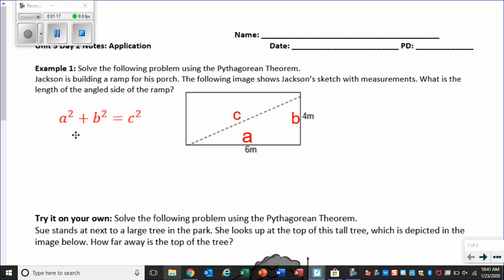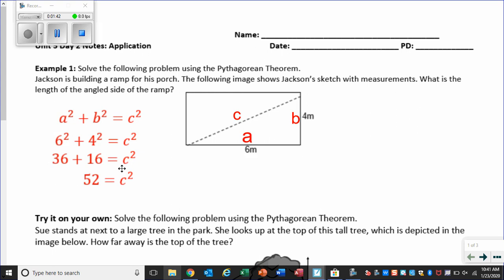So I'm going to first plug in what I know, the A and B. So now I have 6 squared plus 4 squared equals C squared. I'm going to simplify the squares, and that gives me 36 plus 16 equals C squared. And now I can just add these together, and I get 52 equals C squared. Okay? I'm not done though, because they want to know what C is, not what C squared is.